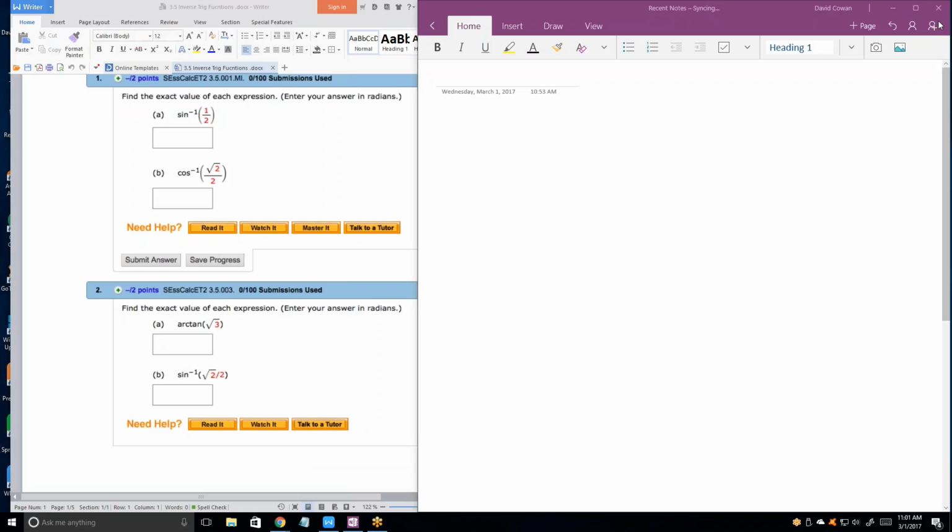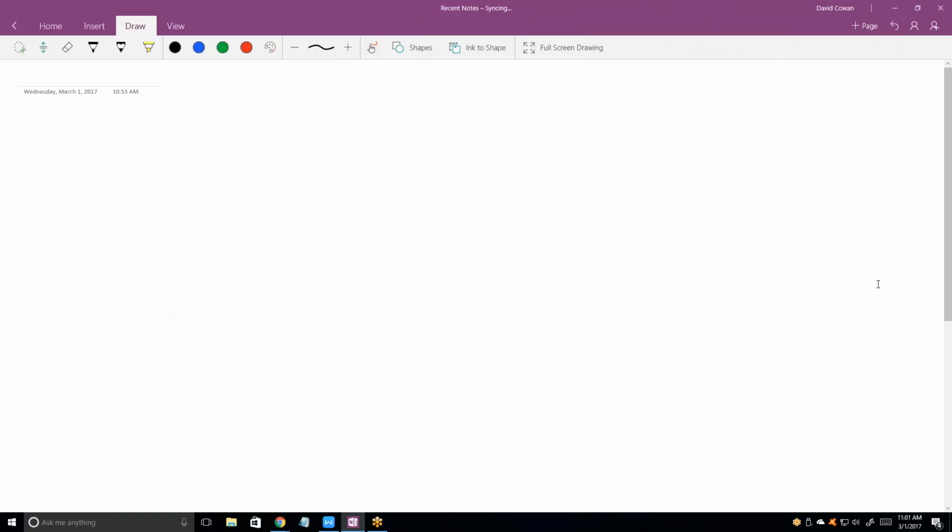Record this, shrink it. Now, a couple of things. Let's just talk about inverse trig functions for starters. In fact, let me maximize this page.